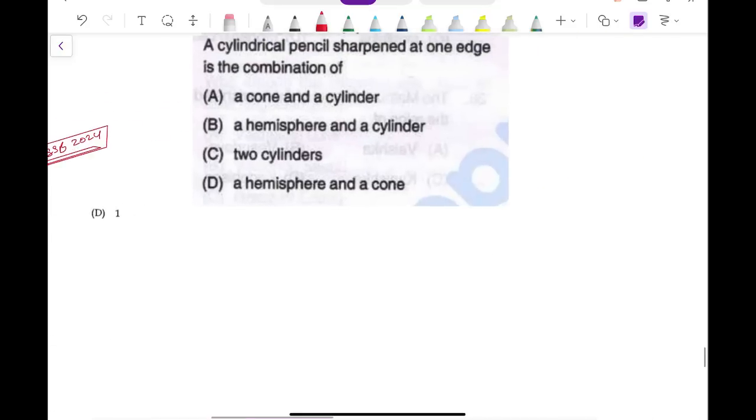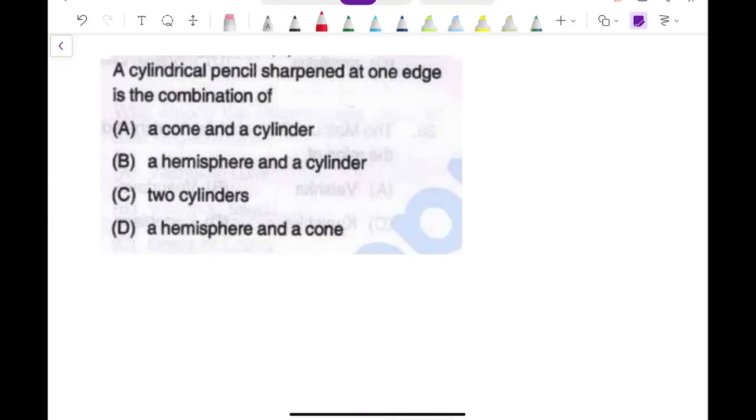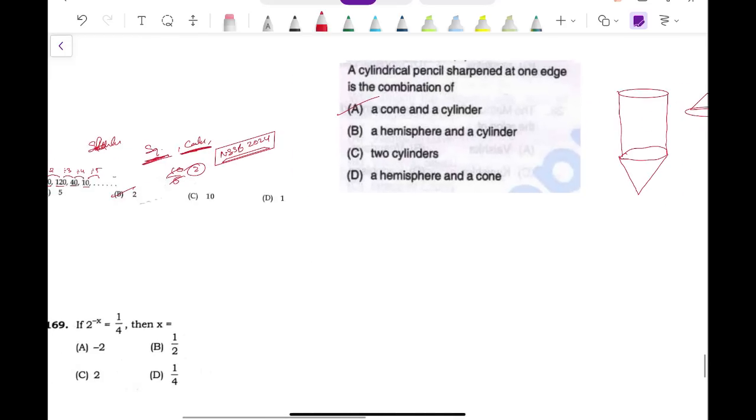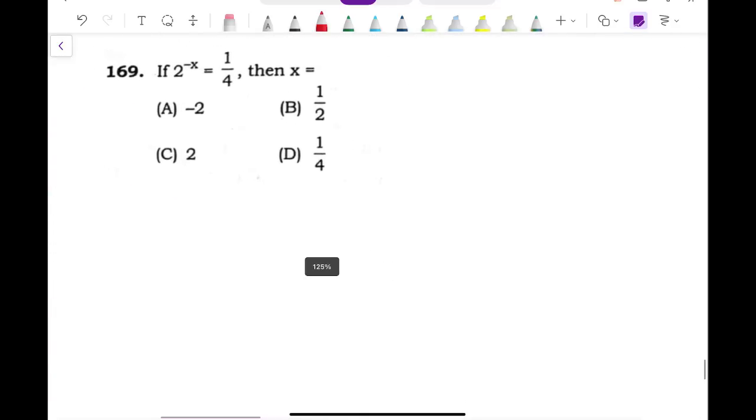There's also one question here. A cylindrical pencil sharp at one edge. That means sharp at one edge is a combination of what? Cone and cylinder. We know this one. This one is cone. Cone and cylinder. It's an easy question here. It was asked in NBSE. Okay. Even though it sounds silly, it was asked in NBSE.